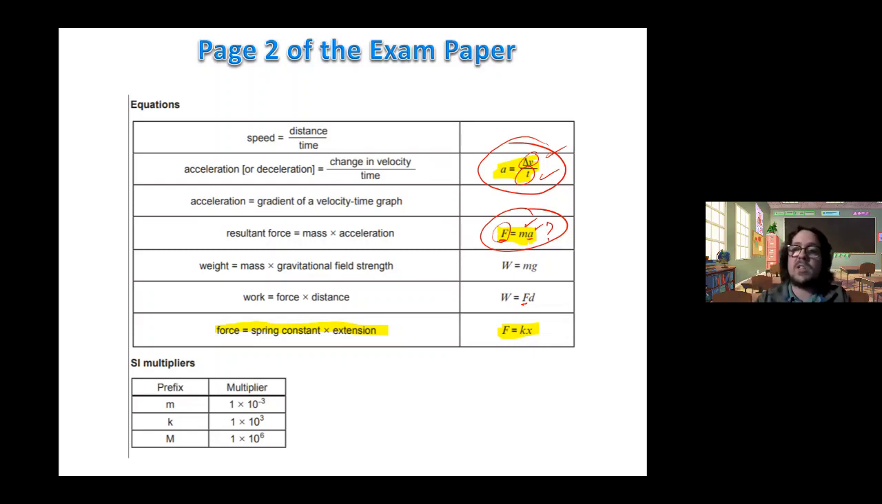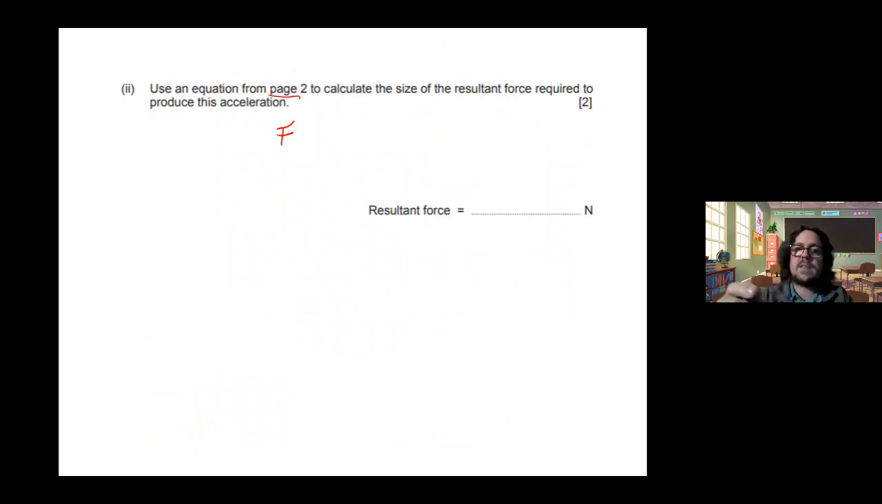If I try to use this equation down here, I've got nothing on distance. I've got nothing on work done. So that would be a big problem. So let's have a look. Resultant force is equal to mass times acceleration. Always write your equations out as well. Show the examiner that you know what you're doing. You've selected the right equation. That'll often get you 1 mark. Yeah, true story. It will.